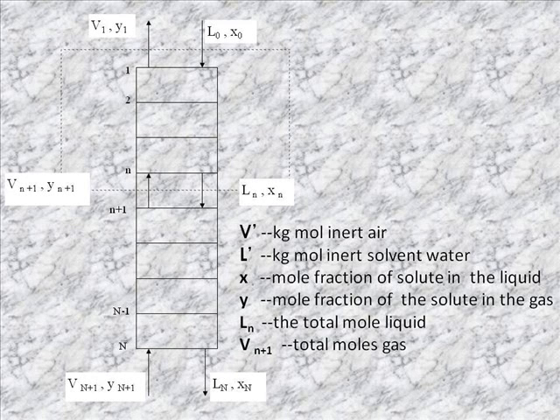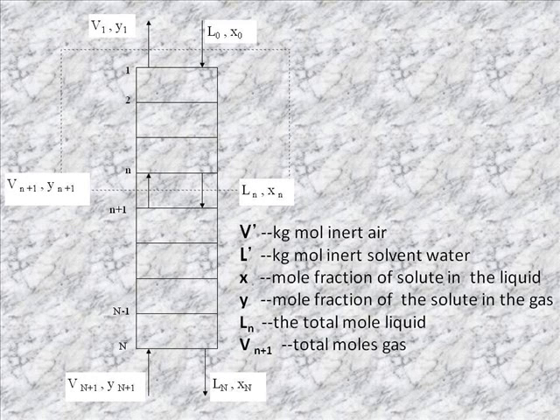Here is the formula to compute for the endpoints of the operating line. L prime times x sub naught over 1 minus x sub naught plus V prime times y sub n plus 1 over 1 minus y sub n plus 1 is equal to L prime times x sub n over 1 minus x sub n plus V prime times y sub 1 over 1 minus y sub 1, where V prime and L prime are the molar flow rates of air and water respectively. These values are constant throughout the entire tower.